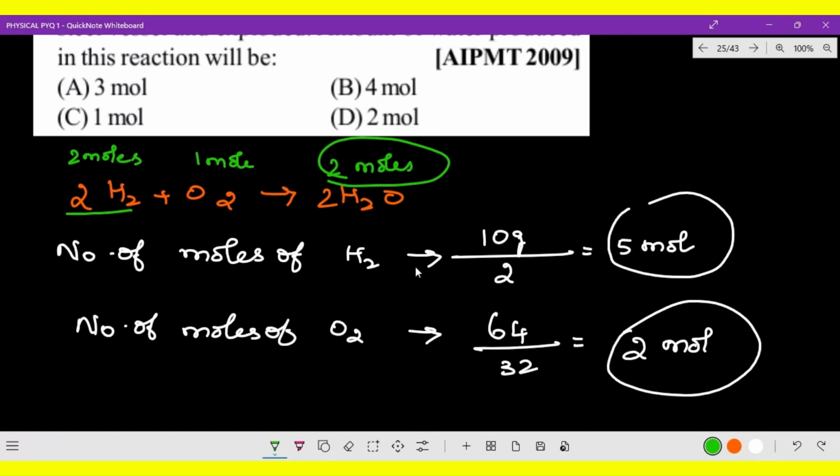Now, which is the limiting reagent? You yourself will identify. Which is the least amount, which is completely consumed? So oxygen is the limiting reagent, the limiting reactant.